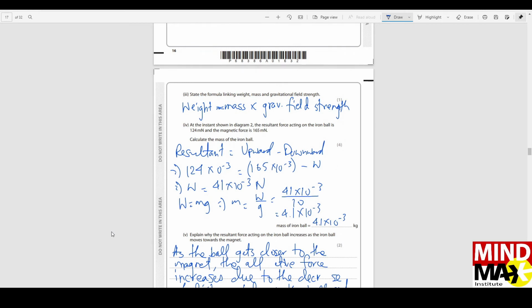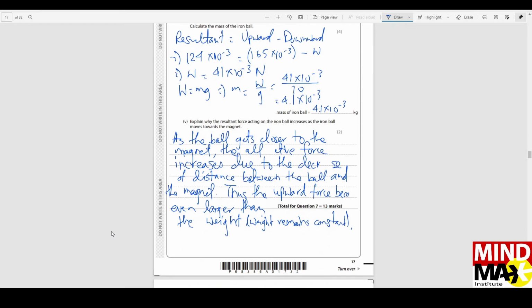So resultant in here is 124 millinewton, so it's 10 to the power minus 3. And the upward force is the magnetic force, which is 165, 10 to the power minus 3, minus W. That's the weight. The weight came to this much. And if I wish to find the mass, it is weight divided by g. So this is what I got.